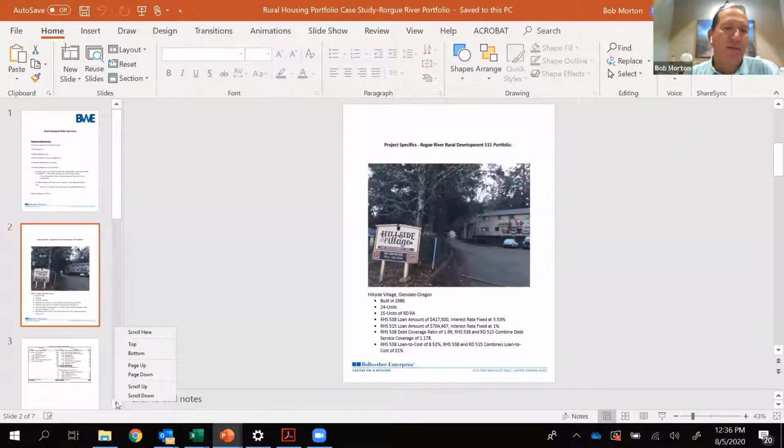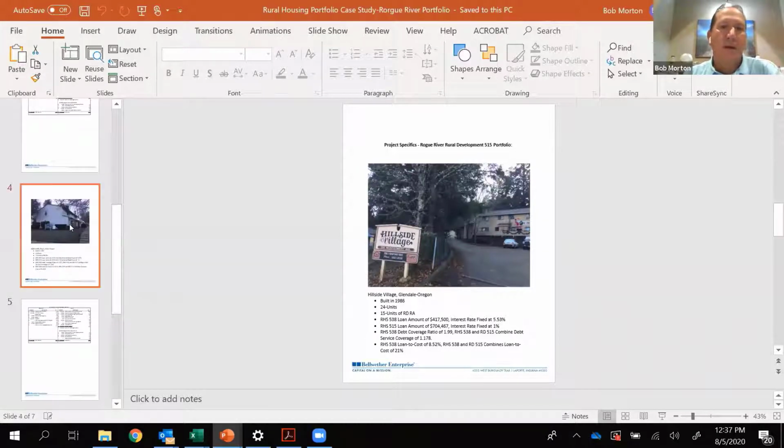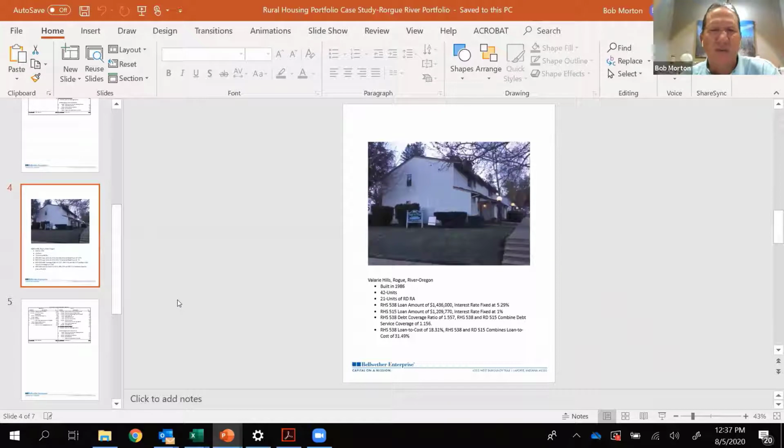Each one of these three are going to be very similar. Another one, all three of these are in Oregon, built in 1986, 42 units, 21 units of RA. The 538 loan was bigger on this one, 1.4 million. The 515 was 1.2 million. The coverage on the 538 is 1.557. The global coverage, including the 515, is 1.15. So again, some nice global coverage. And the overall loan to cost was 31%.